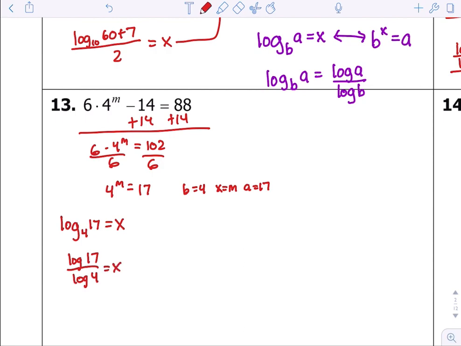Put this in your calculator: log 17 divided by log of 4. That's going to give us m is roughly 2.04.